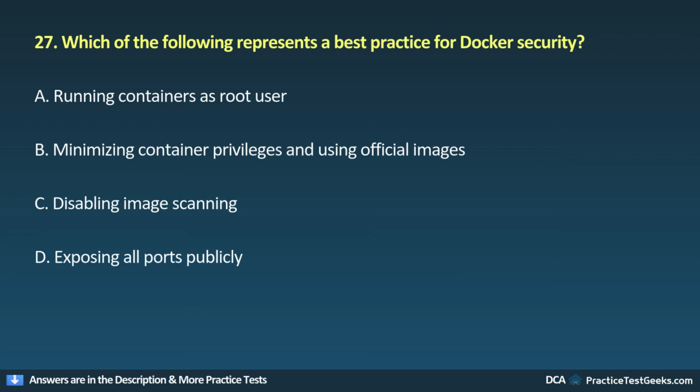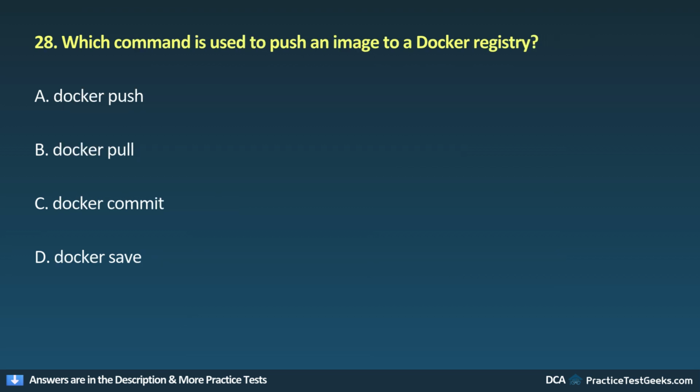27. Which of the following represents a best practice for Docker security? A. Running containers as root user. B. Minimizing container privileges and using official images. C. Disabling image scanning. D. Exposing all ports publicly.